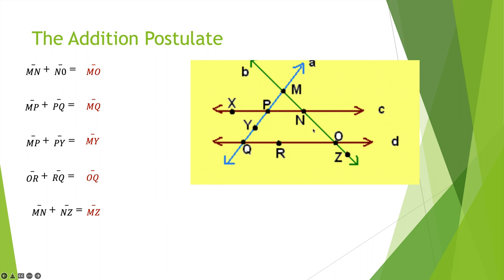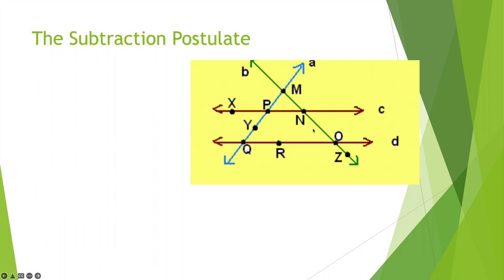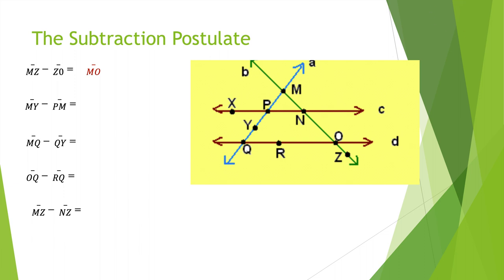Okay? Now, we have an addition postulate, and then we also have a subtraction postulate, which when we get involved with it a little later on means when equals are subtracted from equals, you get equals. And likewise, I can also express that with line segments, just as I expressed addition with line segments. So here are 5 questions. And the first one says, if I have from M to Z, and I subtract from Z to O, or right here, then I'm left with from M to O.